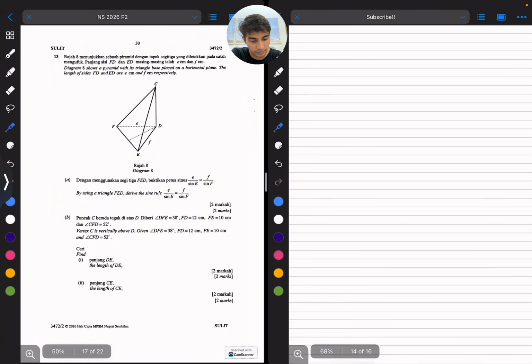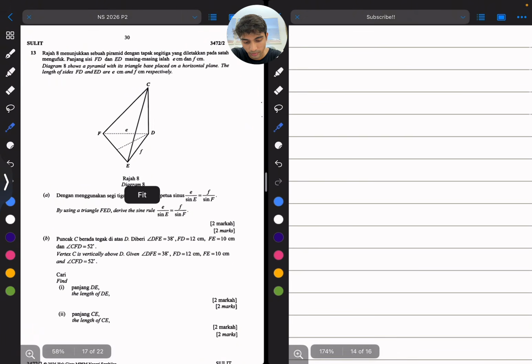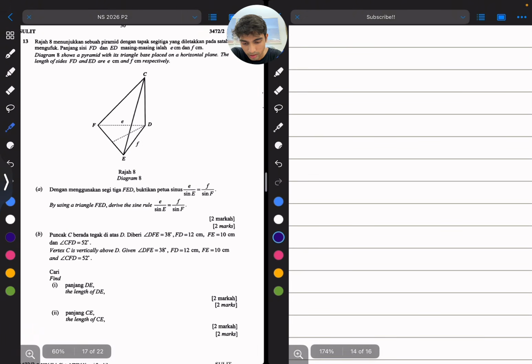13. Diagram 8 shows a pyramid with its triangle base placed on a horizontal plane. So this is the base, it's triangular and it's placed on the horizontal plane. The length of sides FD and ED are given. By using a triangle FED, derive the sine rule. Okay, so we need to use this triangle FED.